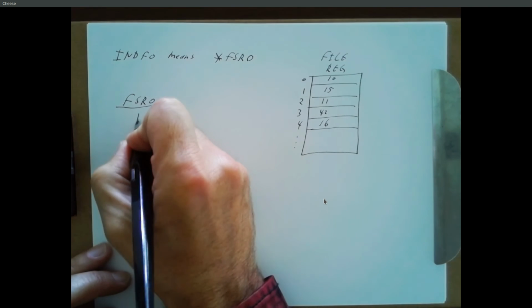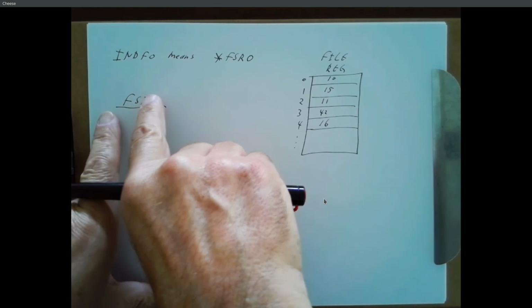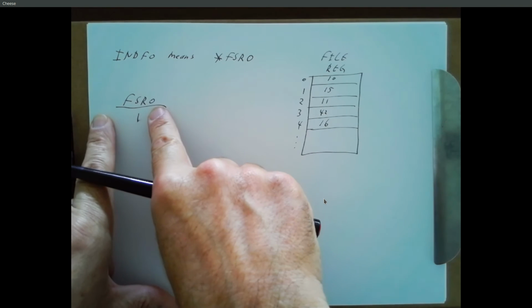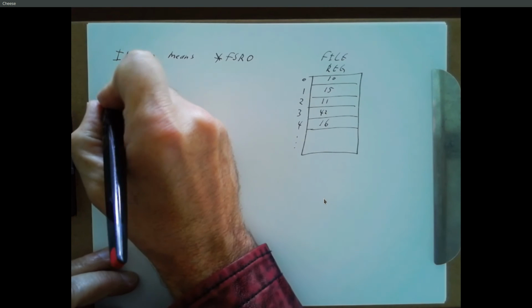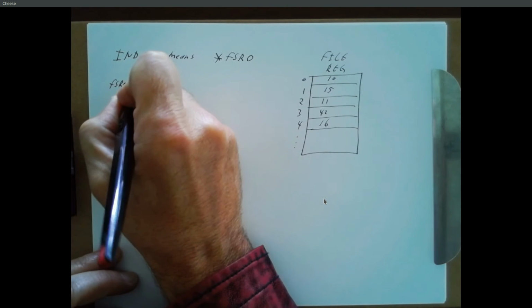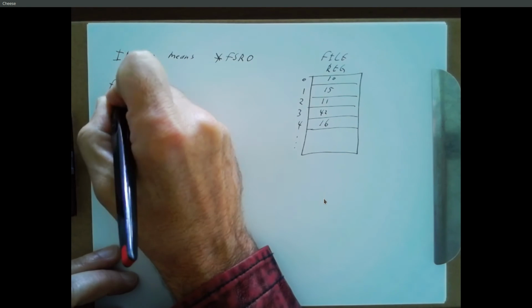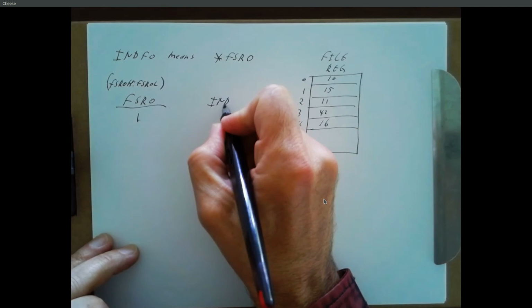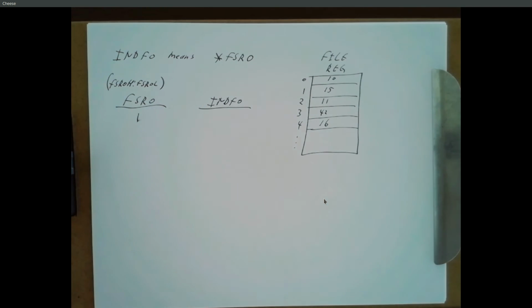So suppose FSR0, and again, this is FSR0 high appended with FSR0 low. It's a 16-bit register. I'm just calling it FSR0. Suppose FSR0 is equal to 1. If I were to move INDF0 into W, what value would get moved into W? Whatever 1 is holding, which is 15.